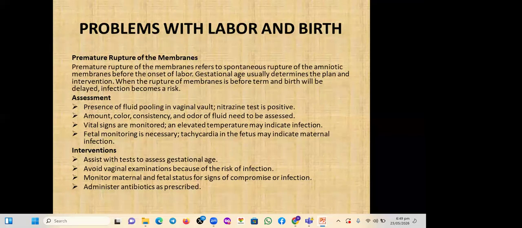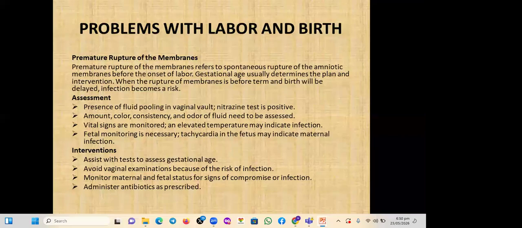When there is a ruptured membrane, what are some of the actions or things you do? Your interventions after assessment and all that. You assist with the nitrazine tests you have to do, and then you assess for gestational age. Then when you do your nitrazine test and it is confirmed that it is amniotic fluid, you have to avoid vaginal examination to prevent infection. Okay, so avoid vaginal examination because of infection, or when you suspect that there is a ruptured membrane and it is premature, vaginal examination is not encouraged in order to prevent infection.